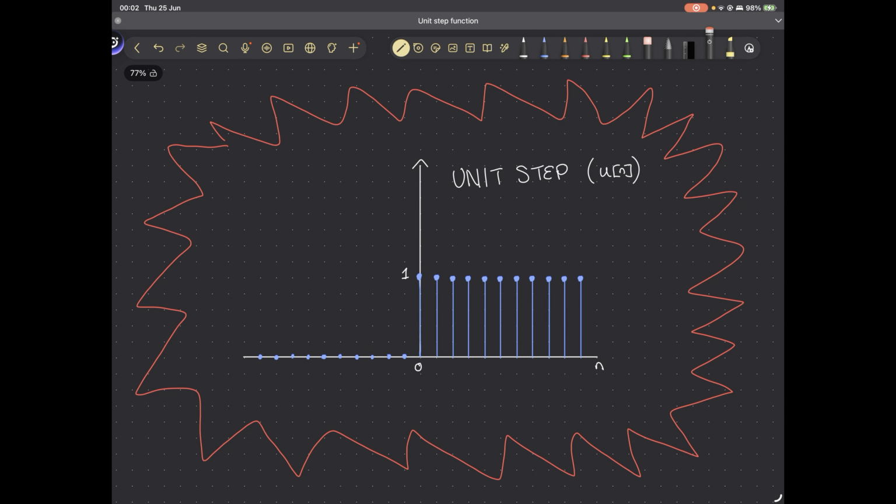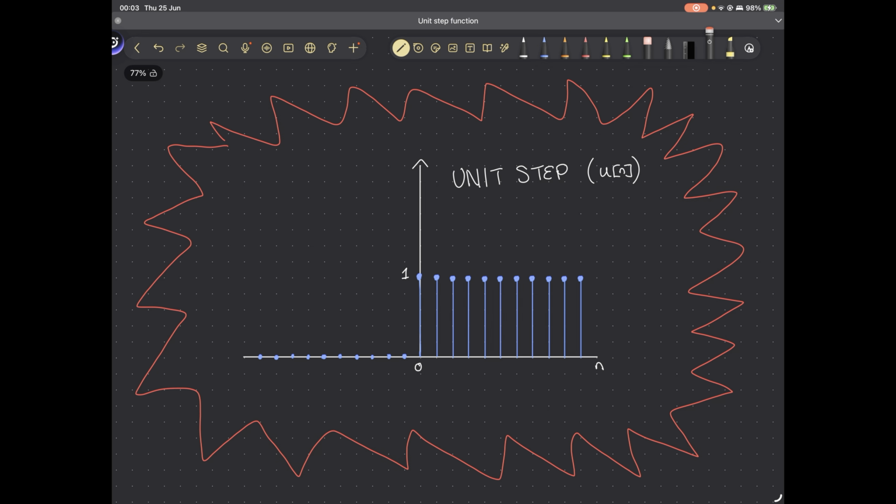If I told you the scary looking graph can be written with two formulas, would you believe it? Let me explain. In discrete time, a unit step is at value 1 when n is greater than or equal to 0, and 0 everywhere else. You might be wondering how this can be represented mathematically.